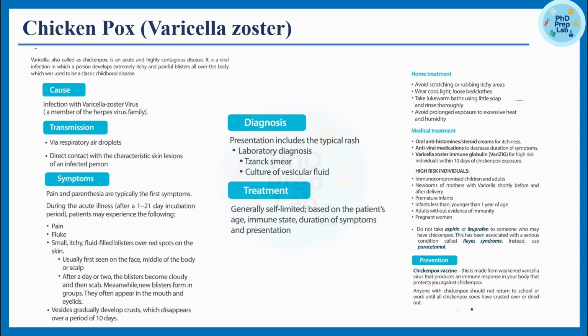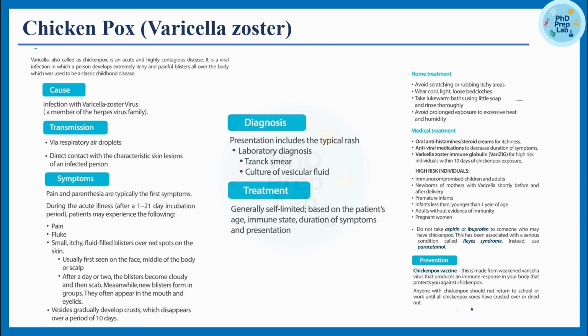So now we have chickenpox, which is caused by the varicella zoster virus. This is a highly contagious disease. It is also caused by the virus, and the person develops extremely itchy and painful blisters all over the body. It usually occurs in childhood. Some may acquire it in childhood, some could also get it in adulthood. And it basically happens due to the varicella zoster virus. It belongs to the herpes virus family.